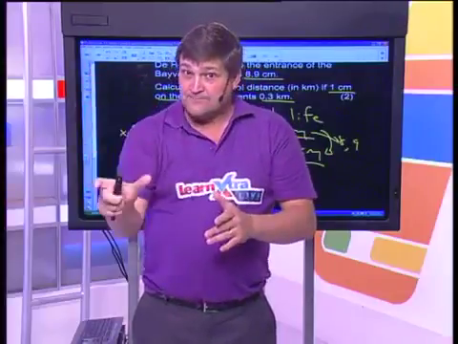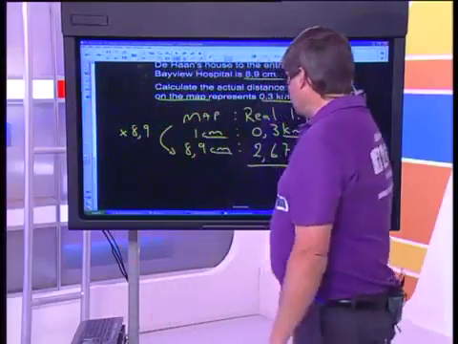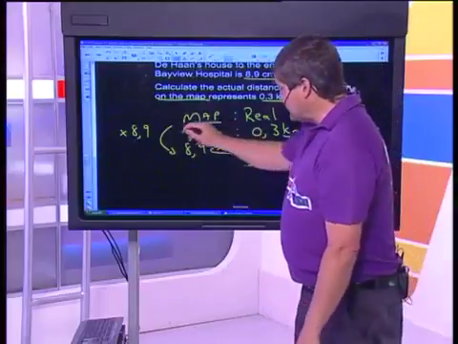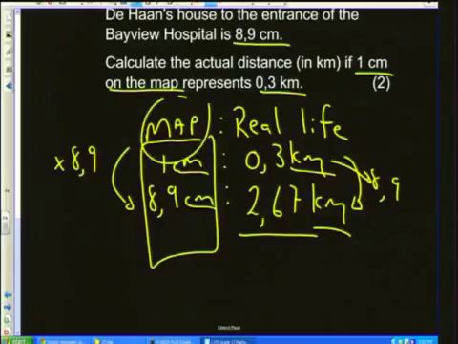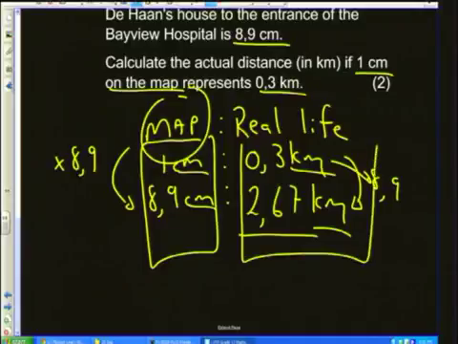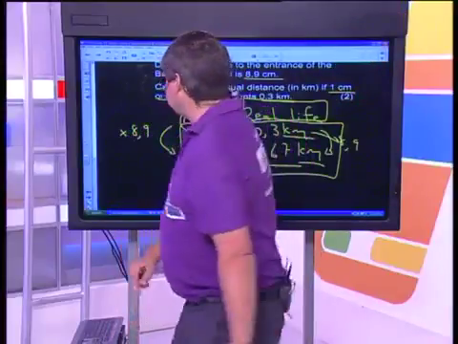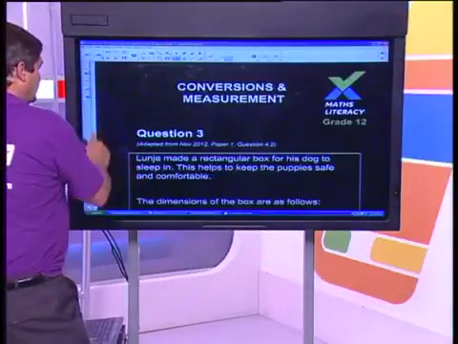Okay? Important things, guys. Whenever we deal with scale, right? Map, real life. So we know all these figures here belong to map. And all these figures here belong to what's happening in real life or out there on the street. Okay, let's go on. We got another question.